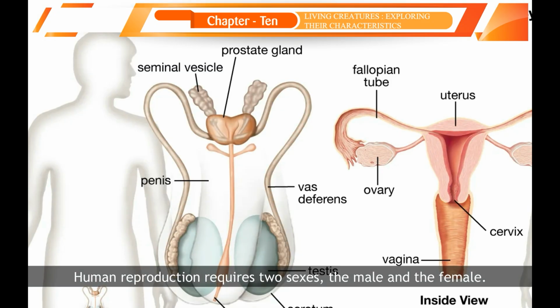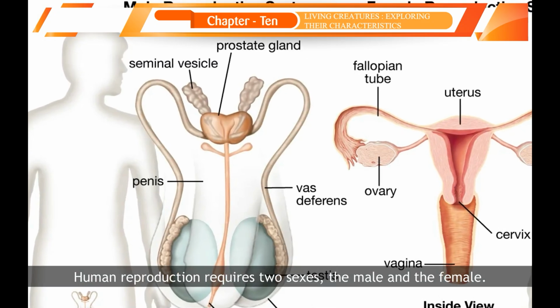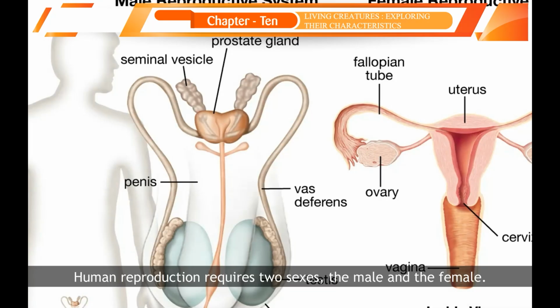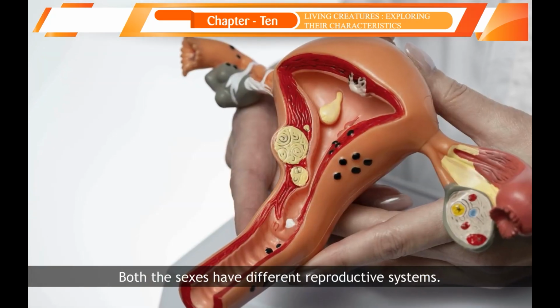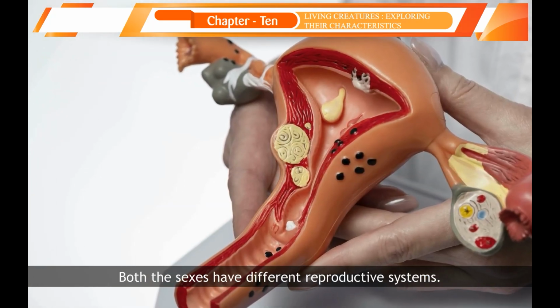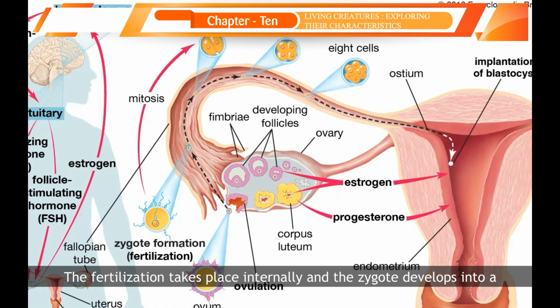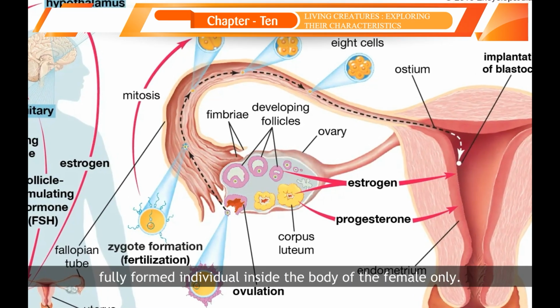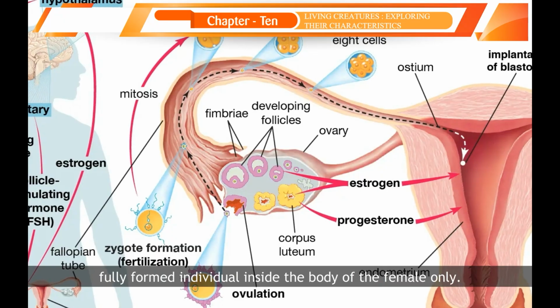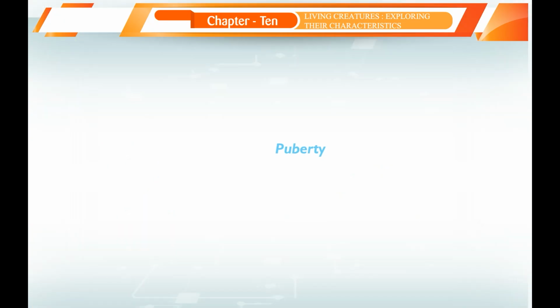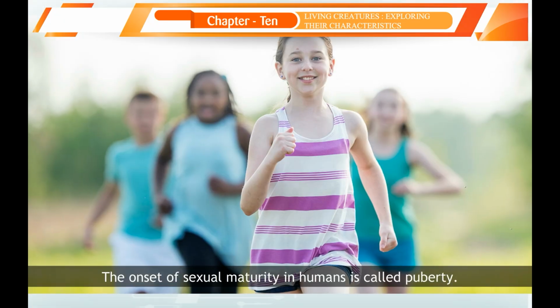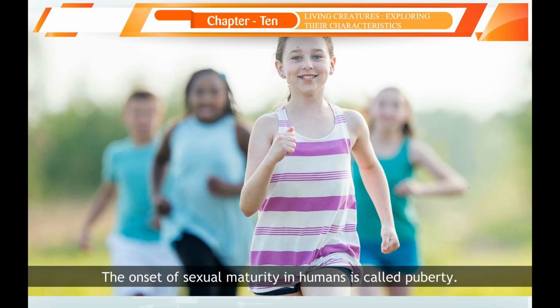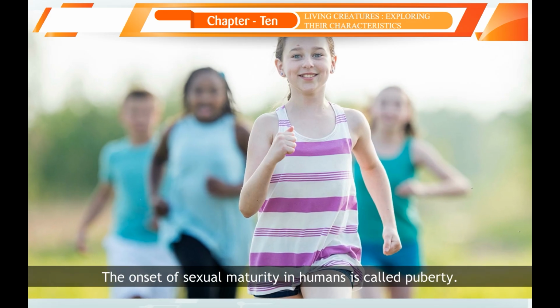Reproduction in humans. Human reproduction requires two sexes, the male and the female. Both the sexes have different reproductive systems. The fertilization takes place internally and the zygote develops into a fully formed individual inside the body of the female only.